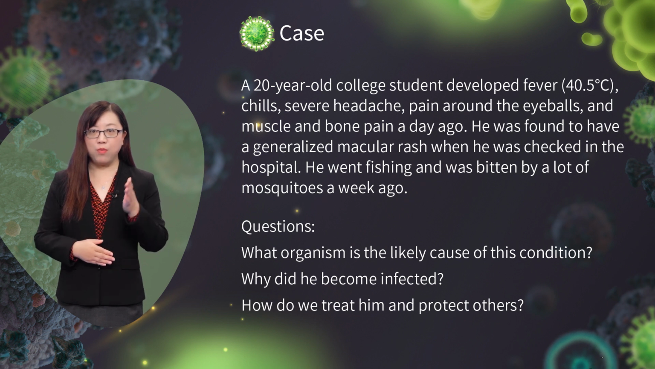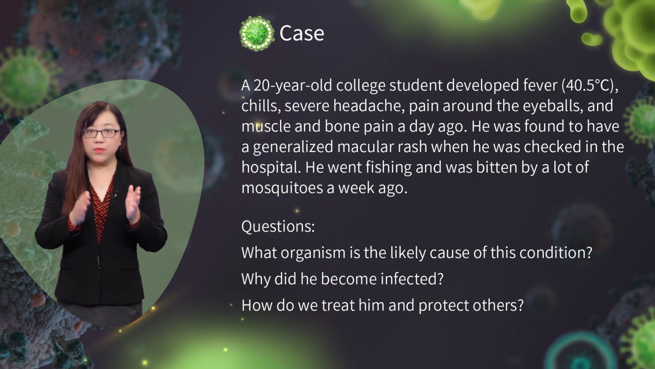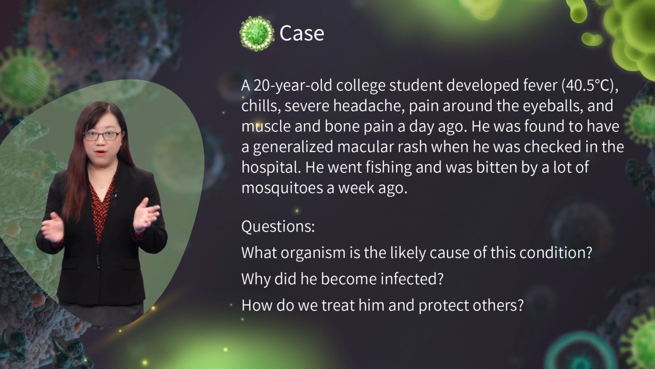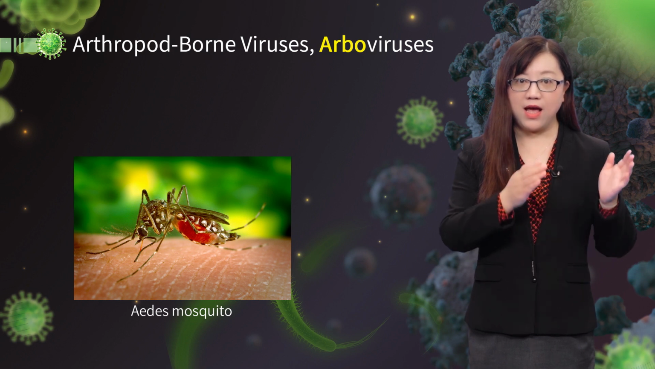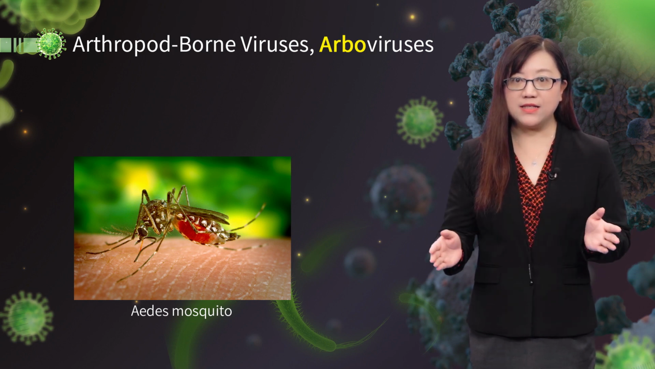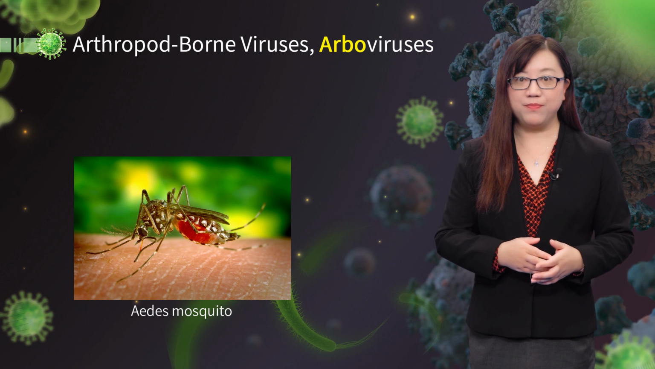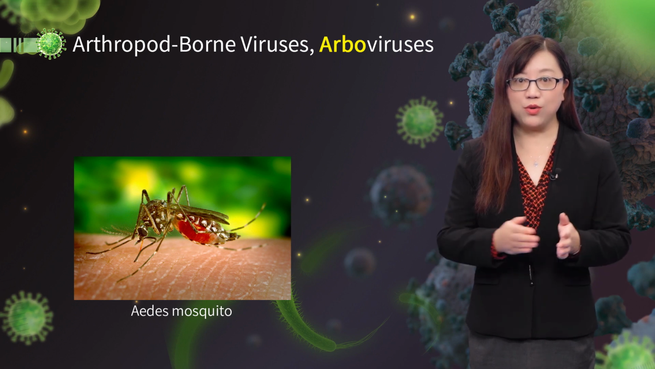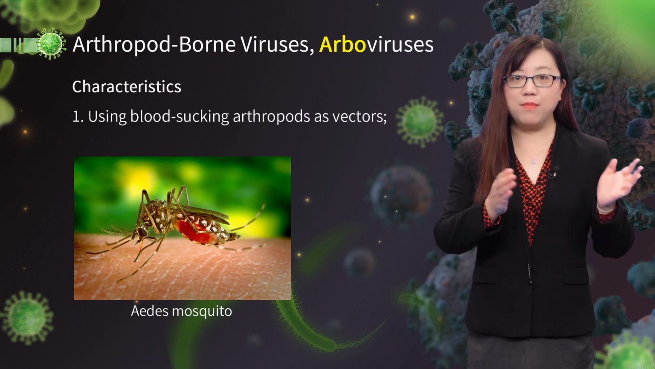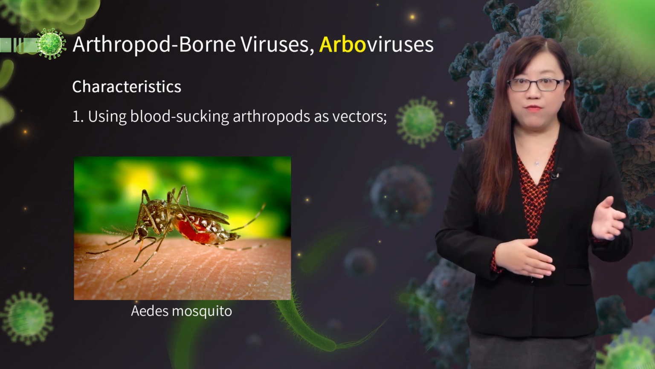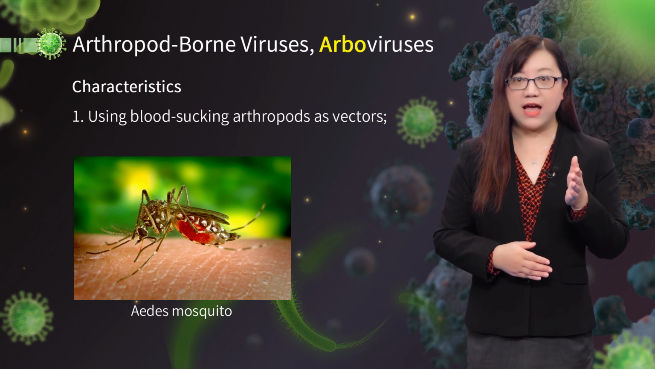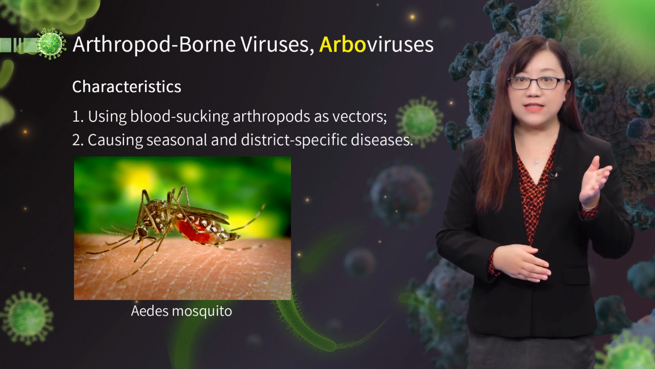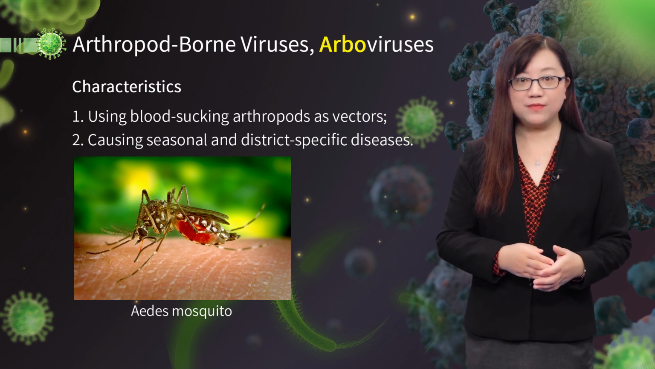Mosquitoes are arthropods. The arthropod-borne viruses are arboviruses. Arboviruses are transmitted by arthropods that bite and feed on blood, primarily mosquitoes and ticks. The main characteristics of arboviruses are using blood-sucking arthropods as vectors, causing seasonal and district-specific diseases.